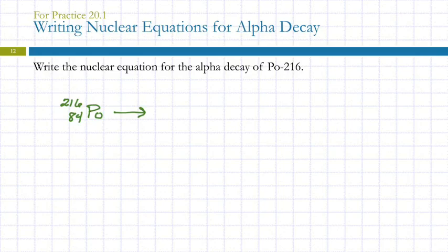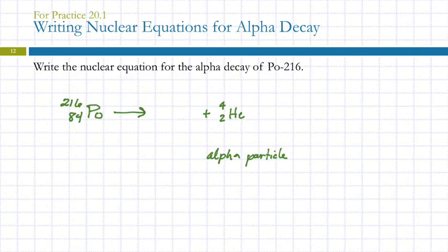Now, it's not convenient for writing out the products, but generally the daughter nuclide symbol is given first and then the alpha particle. So I'm just going to leave some space there, and then I'm going to write plus He-4-2, because this is the alpha particle. And that is something you should memorize. Alpha particle is a helium nucleus.